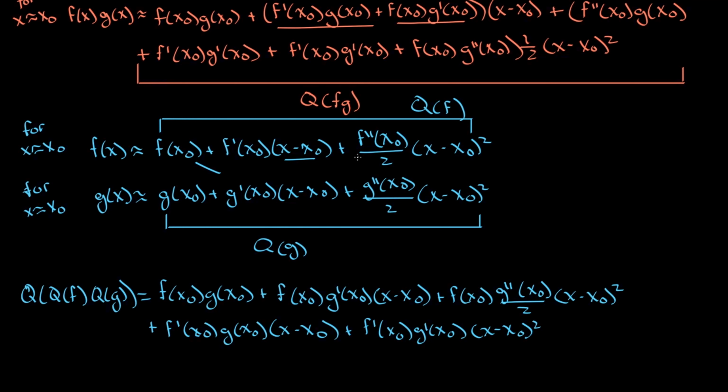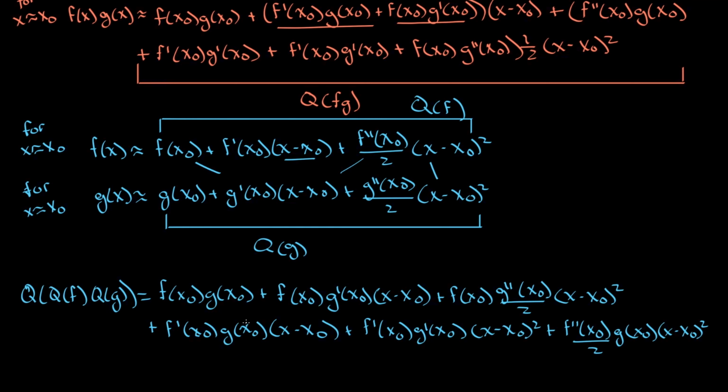So now we come over here and multiply this. So we are left with, and this should be our last term, f double prime of x naught over 2 times g of x naught. Then we have an x minus x naught squared. And again, if we were to multiply here, you would have a cubic term. And if you were to multiply here, you would have a fourth degree term. And those would both get tossed out. So this is what we get from multiplying our two quadratic approximations together.